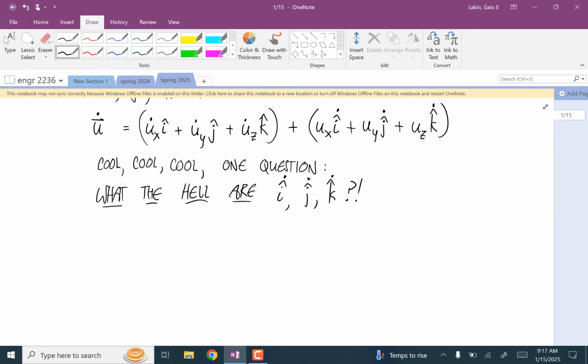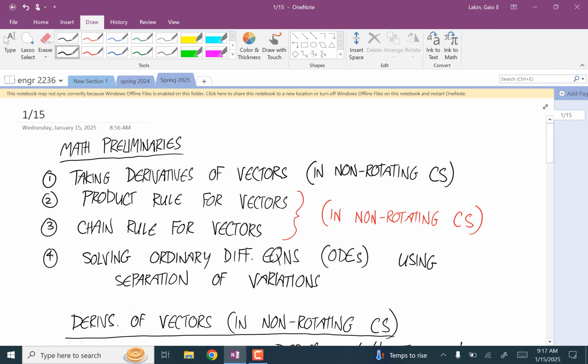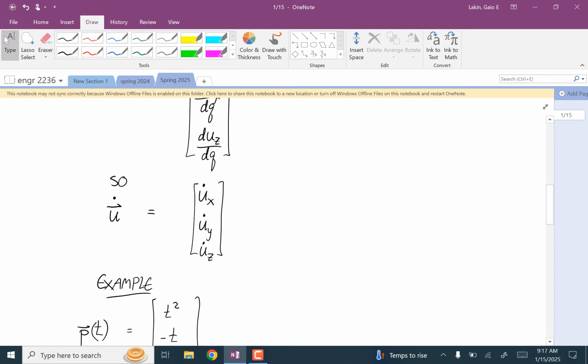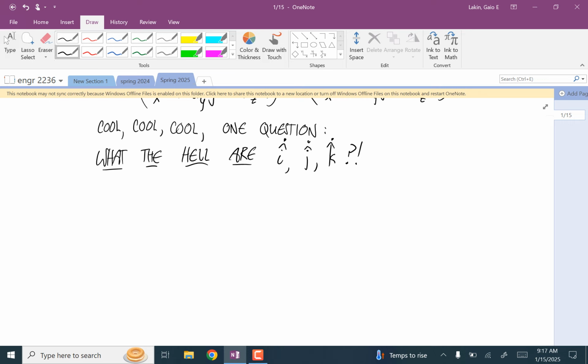Okay, so the next thing, all right, so now that is taking derivatives of vectors in non-rotating coordinate systems. Now we're going on to the product rule. And again, this is in non-rotating coordinate systems.